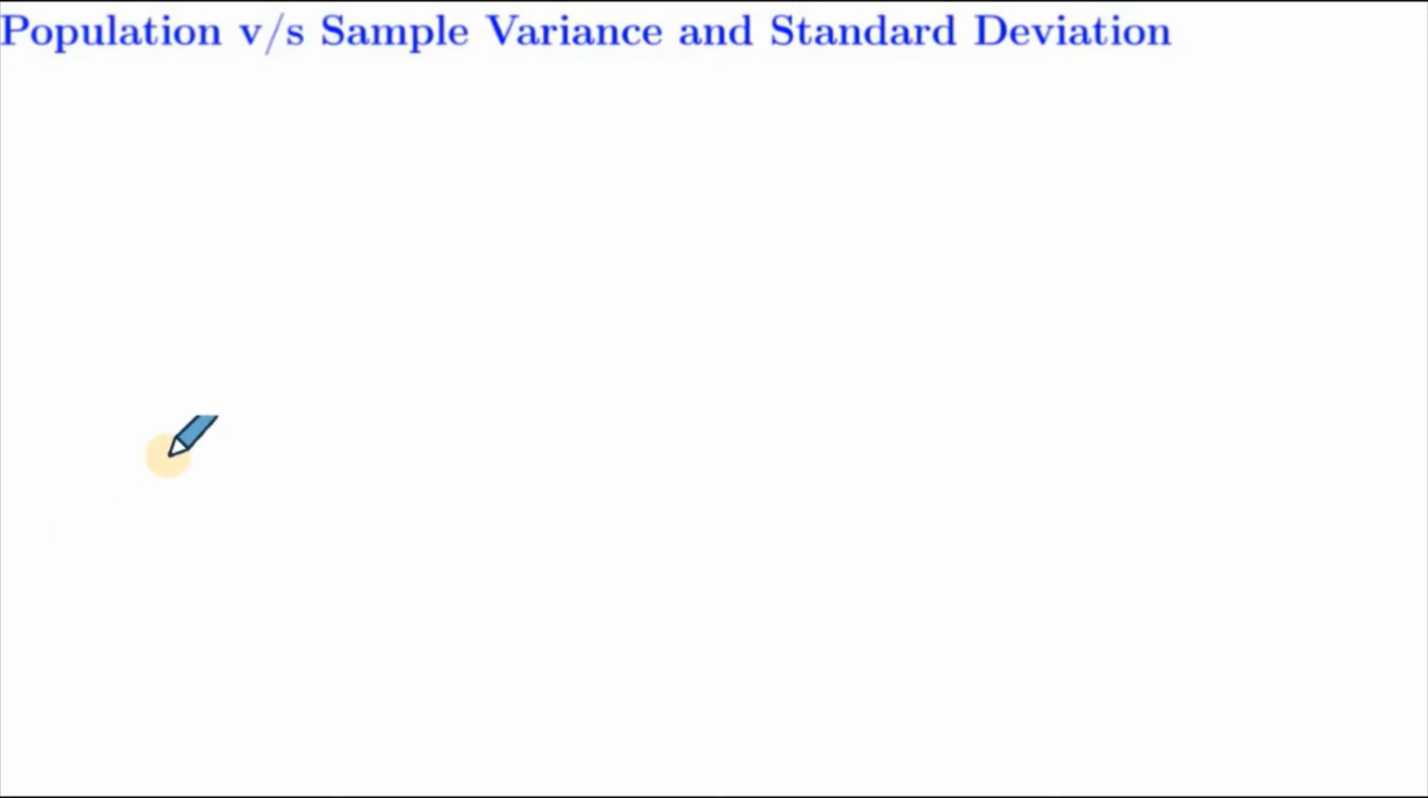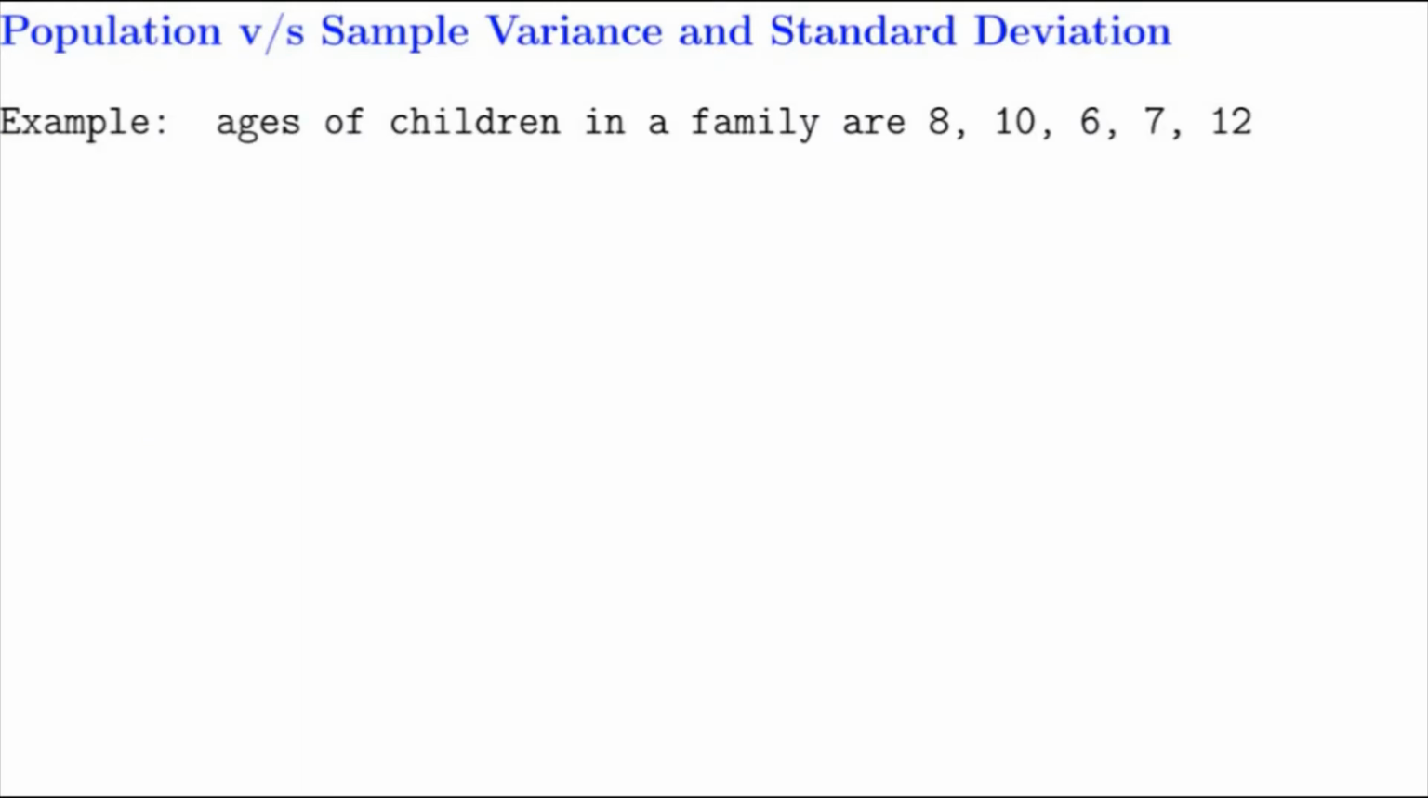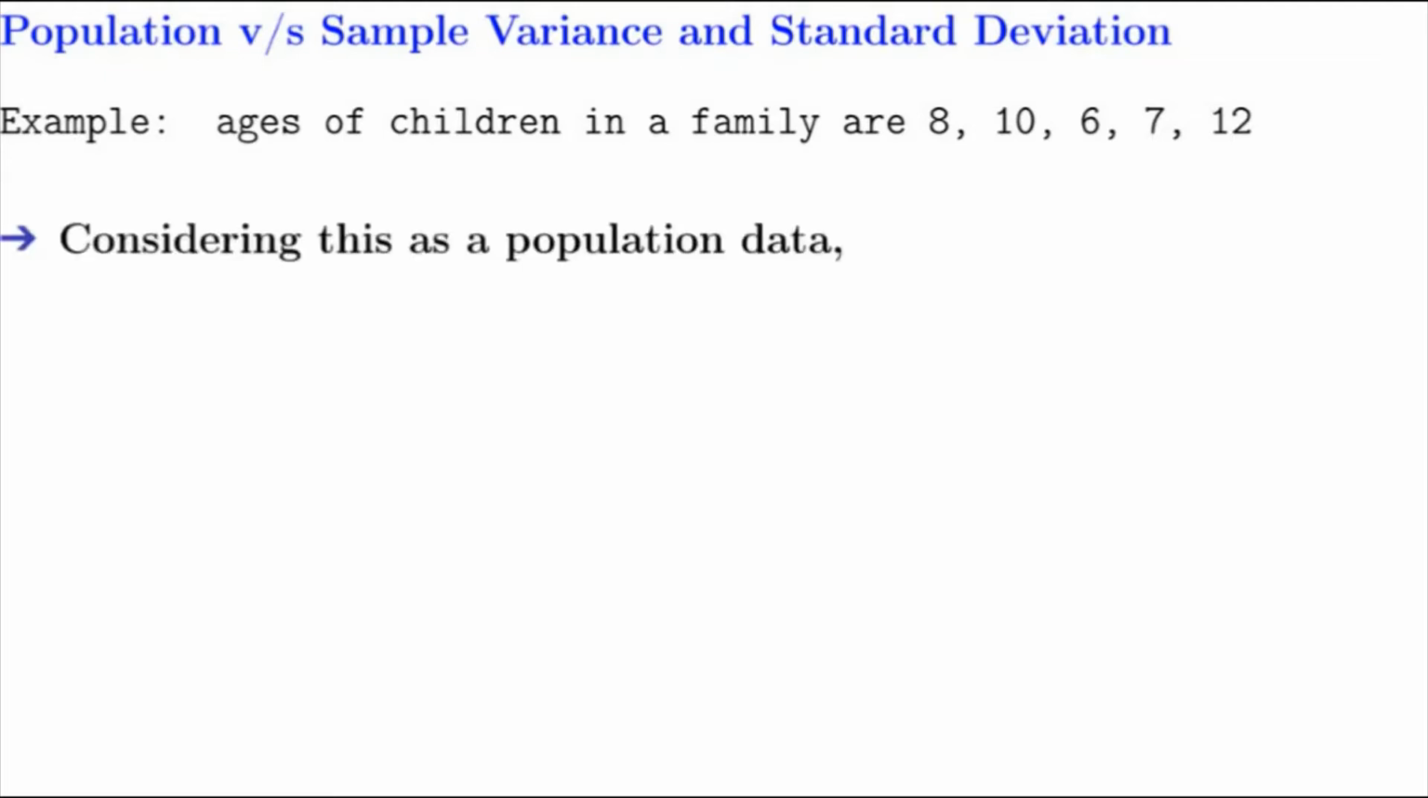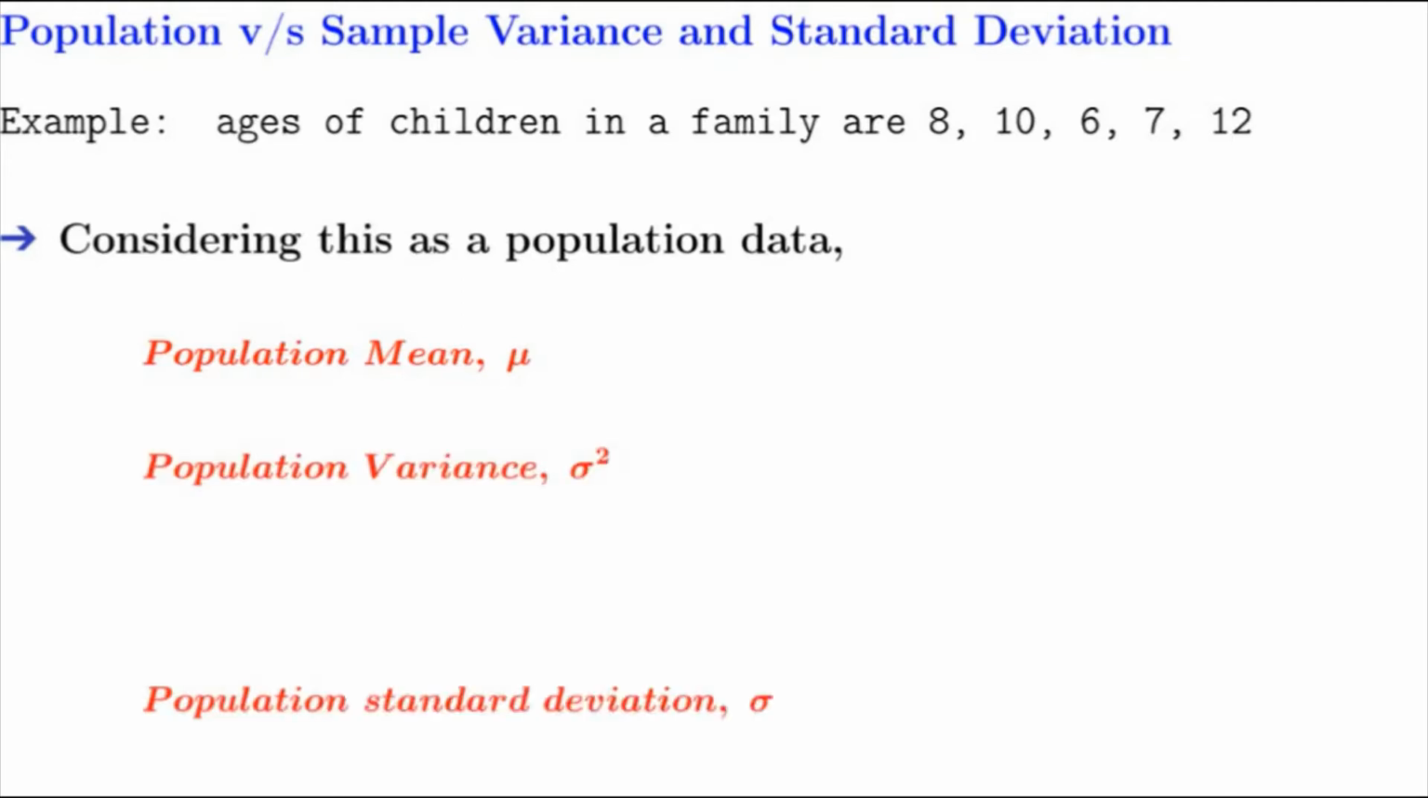Here I am going to talk about population versus sample variance and standard deviation. Okay, so let's look at this example. Ages of children in a family are 8, 10, 6, 7, 12. Considering this as population data, let's find population mean, population variance, population standard deviation.